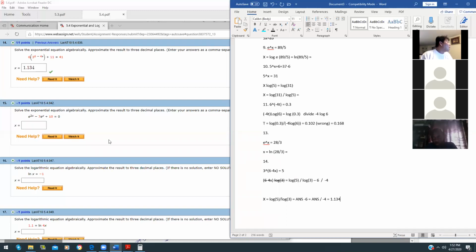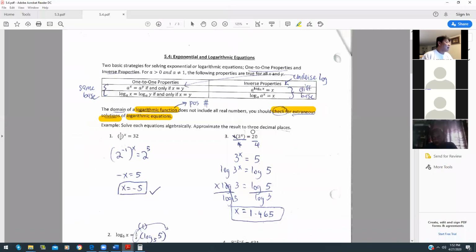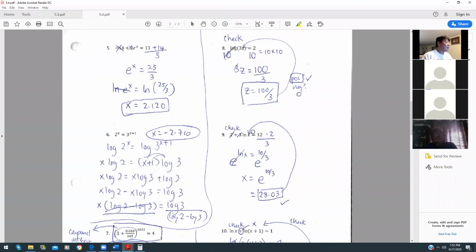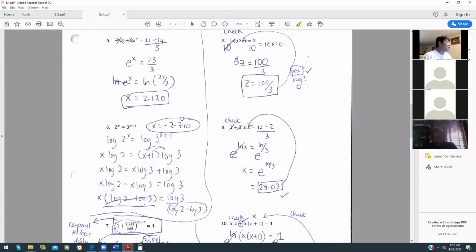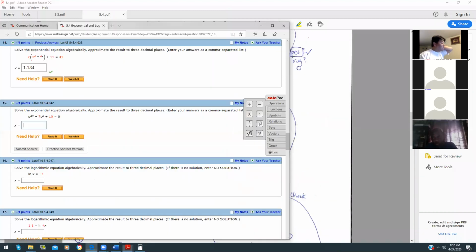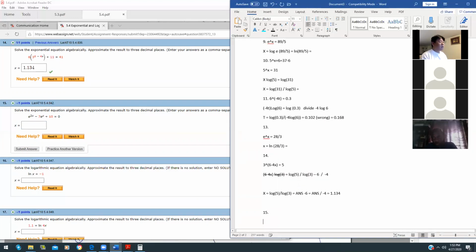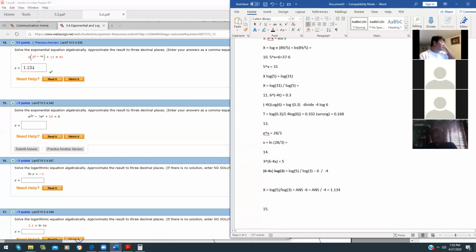All right, 15. 15 is kind of similar to your notes. Oh, it's not in there. Okay, so how do we do question number 15 here? It's substitution. So in order for us to do 15, you change all the e to the power of x to become a, that's it.